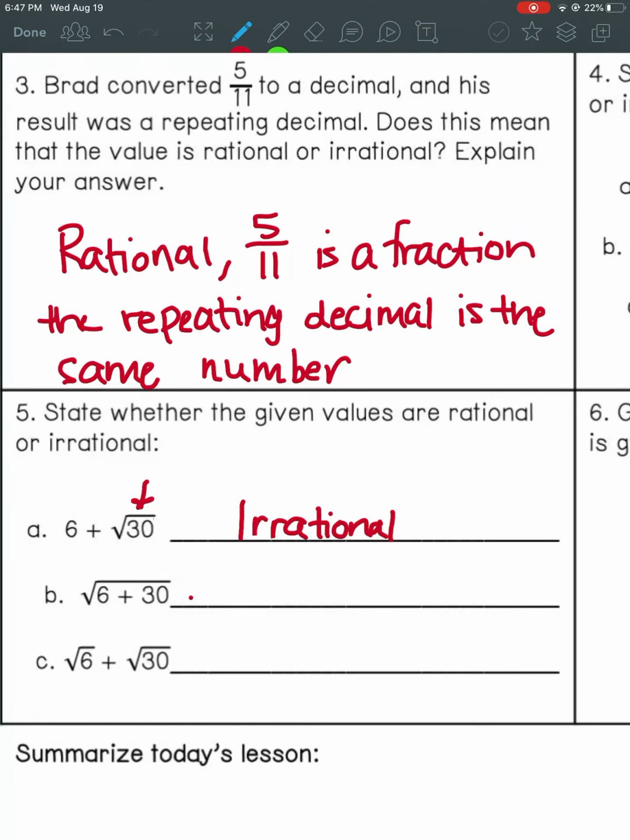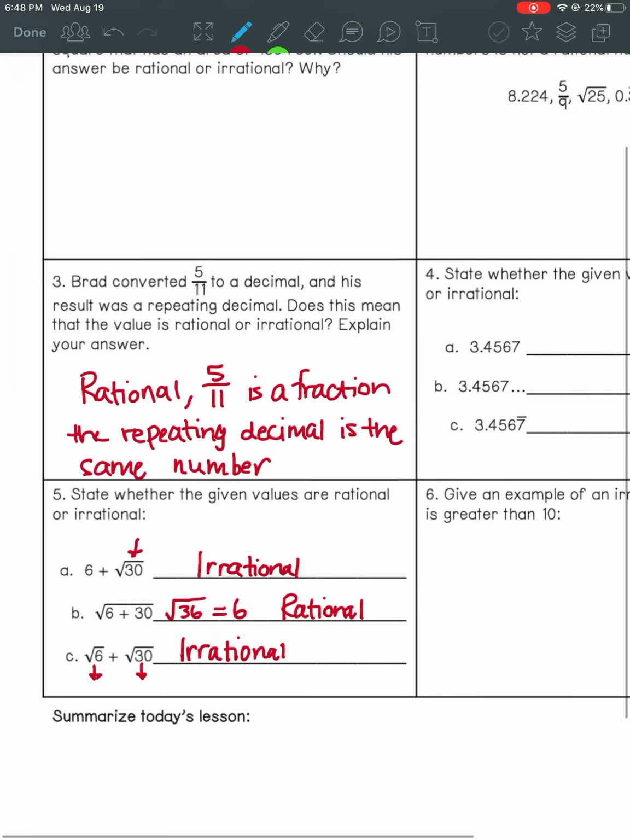Now here, the b, we would add first. So 6 plus 30 is 36. Now is 36 a perfect square? It is. 6 times 6. So that one is rational. However, this last one, we can't add them because they're separate. You'd want to take the square root of 6, the square root of 30, then add them together. Well, both of those are non-perfect square roots. They don't come out to perfect whole numbers. So this is going to be an irrational answer.